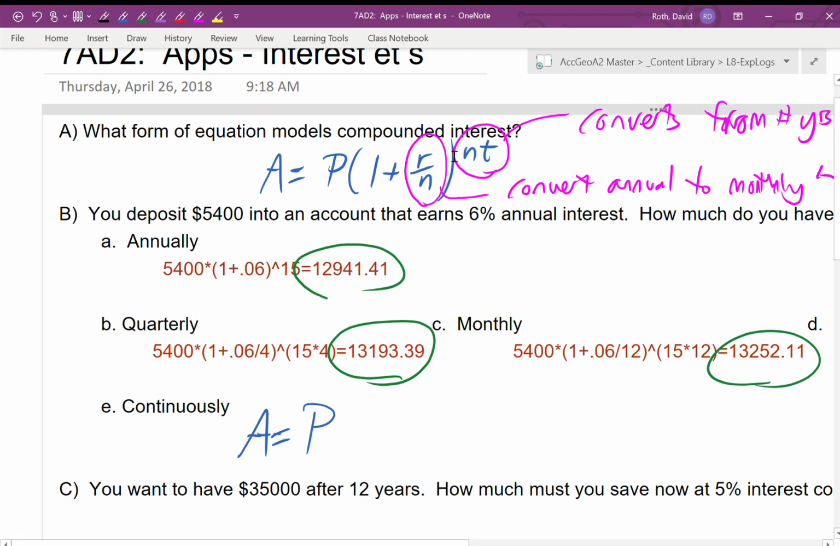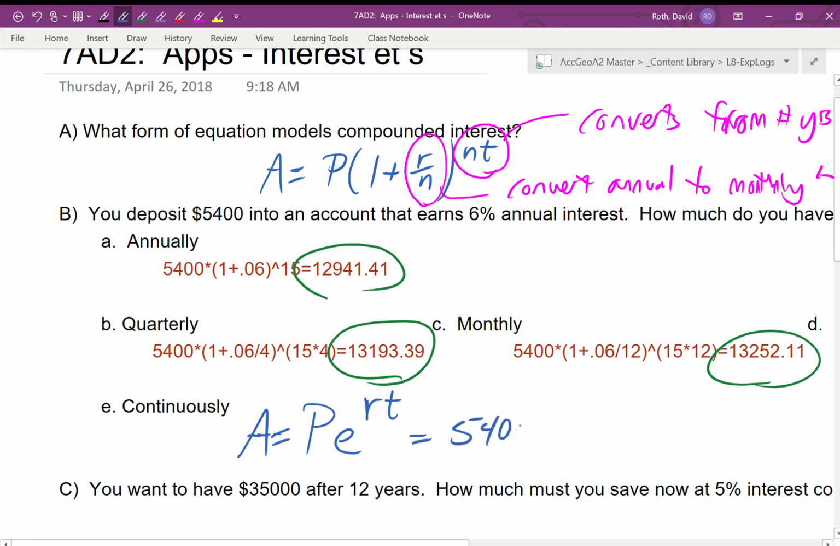But instead of this 1 plus r over n, it has the magic e to the RT power. Why? Oh, it's magic. We'll see. But if I use that formula and I type in the same numbers, I'm still starting out with 5,400. E is E, so whatever that is. The rate is still the annual rate of 0.06, and I'm still doing it for 15 years. Type that in your calculator, see what you get.